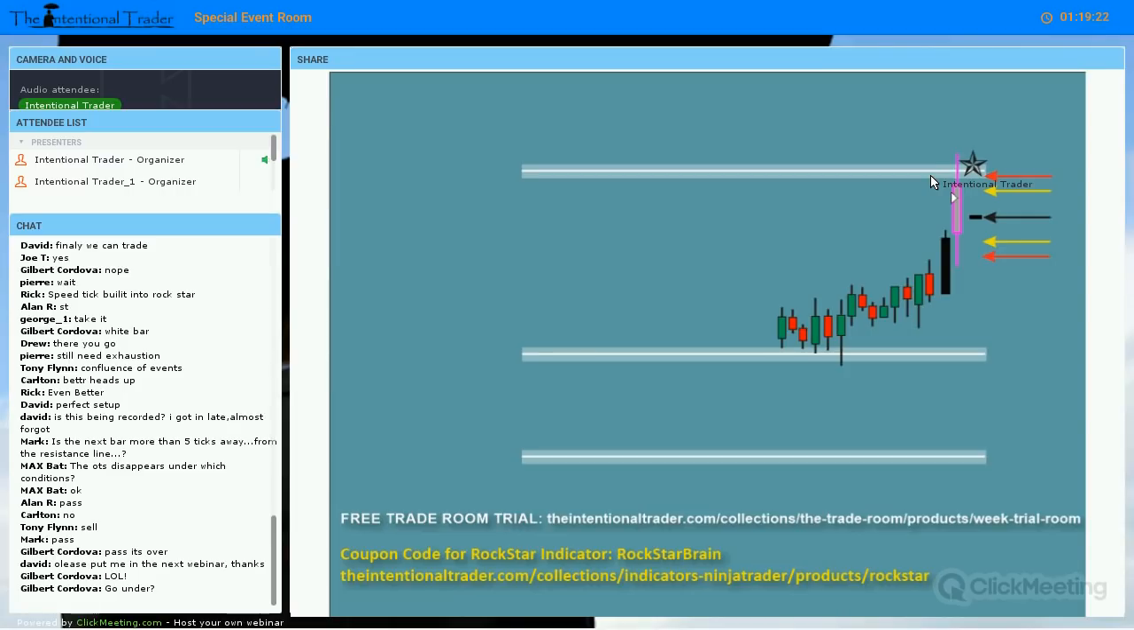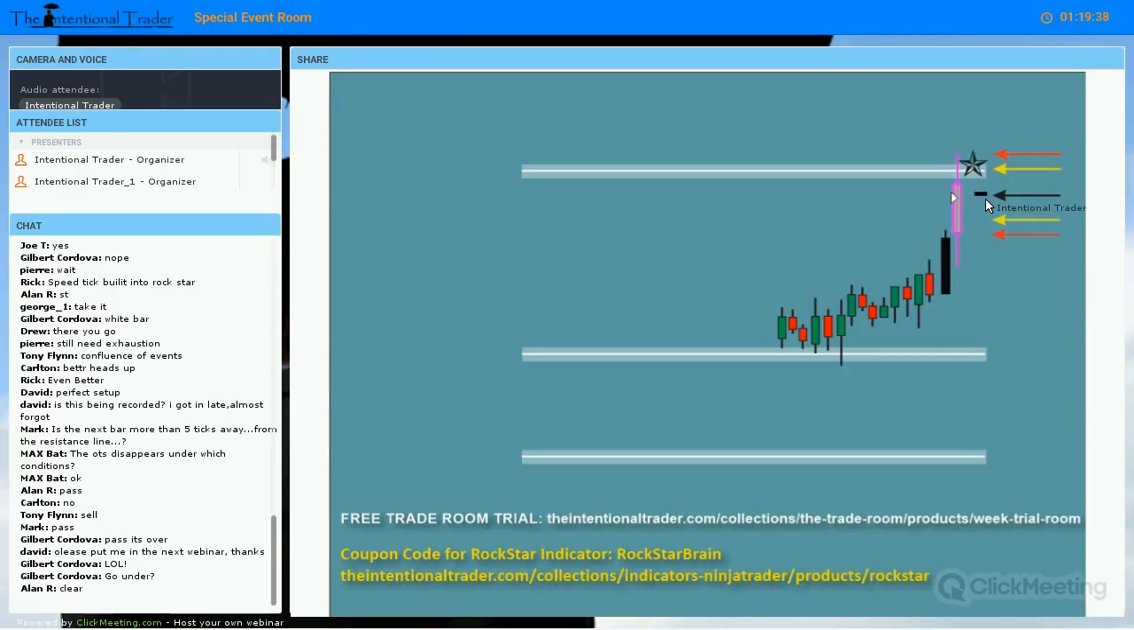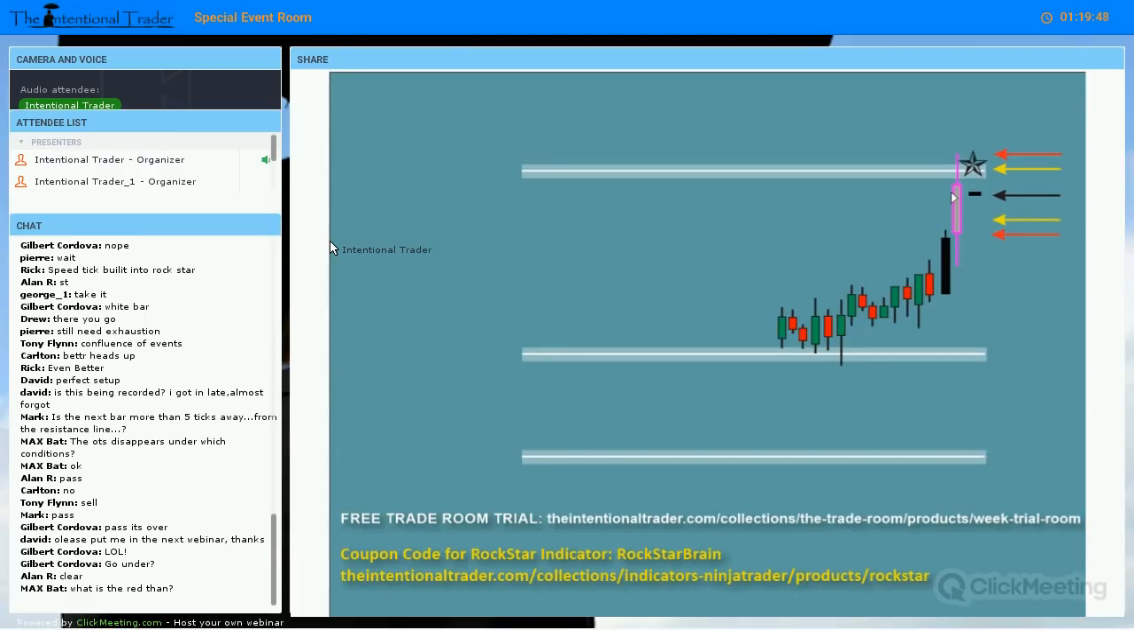5 ticks or less is where this bar has to open from my resistance. Any question there? Everybody understand? I'm not going to leave here tonight until all questions are answered. I want to make sure everybody understands what we're doing here. We're still going over the basics, but I think this is good to make sure everybody understands the basics.